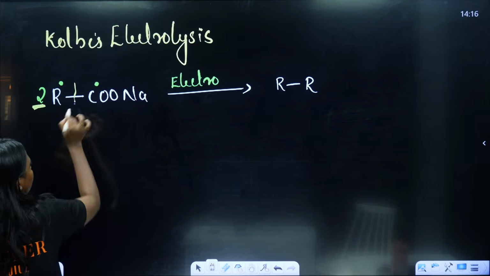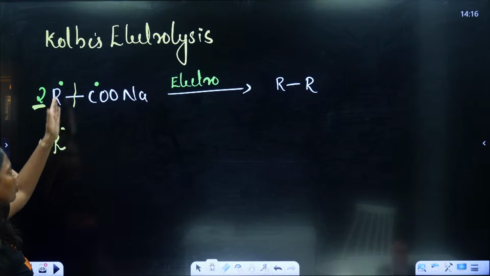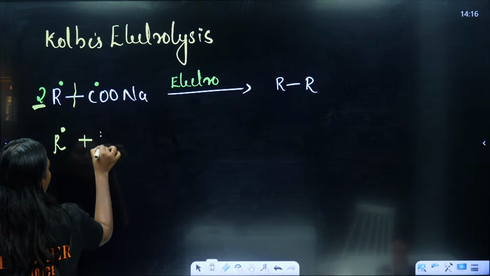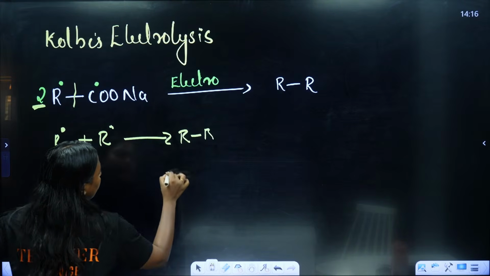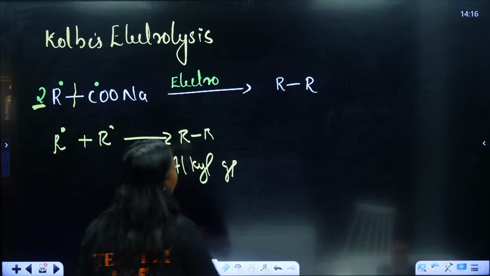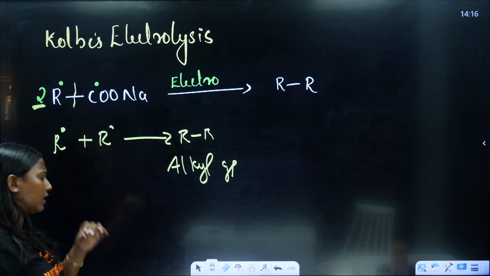So what will happen? This bond will break. So you will get two R free radicals. The R free radicals combine and you will get R-R, an alkyl group. Okay. Is it clear? So, Kolbe's electrolysis.